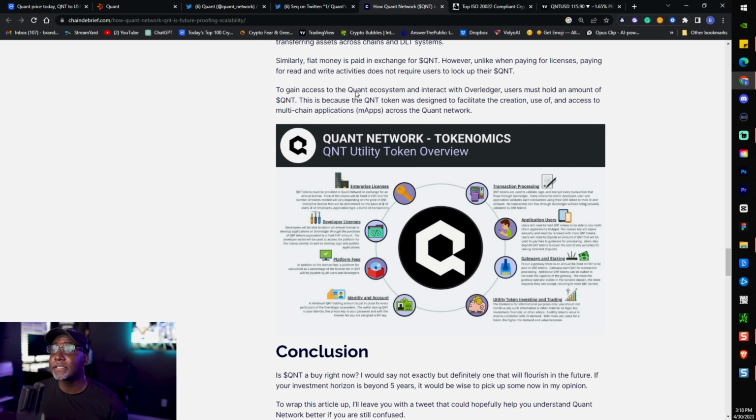Quant's out here. Now, let's look at the utility token, right? Their value. So, enterprise licensing. We're not going to read all these. Developer licensing, platform fees, identification and accounts, gateway and staking, application and users, transaction processing, utility token investing and trading. Quant's going to be one of the ones that bridge the gap between decentralized and centralized, in my opinion.